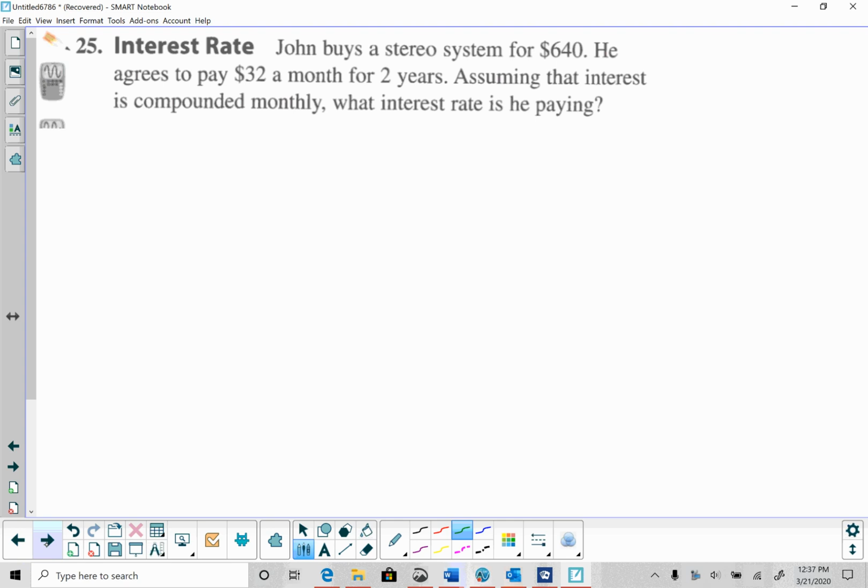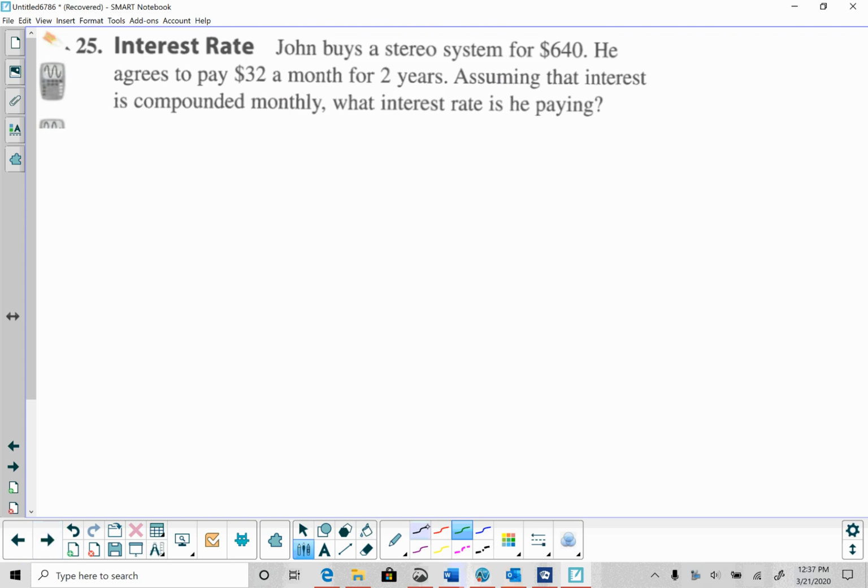All right, 25. Hopefully you recognize the little calculator icon off to the side there. This one, you're going to need to graph this to solve it. Okay, that's the little hint that they're giving you there. Like they didn't do this in an example earlier in the chapter. China buys a stereo system for $640. He agrees to pay $32 a month for 2 years. Supposing the interest is compounded monthly, what's his interest rate?